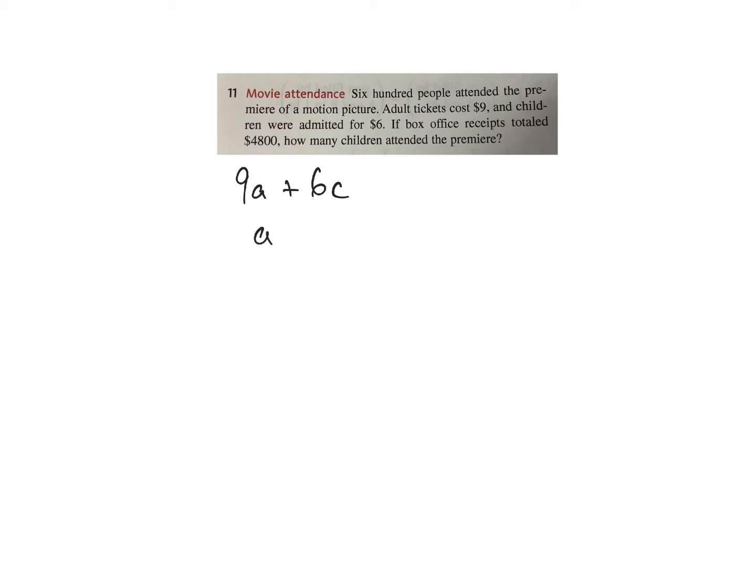Now, all the adults, I don't know how many there were, and all the children, I don't know how many there were, they equal 600 people. It doesn't really say it like this in the story problem, but this is a very typical two-equation story problem. $9 per adult, $6 per child. If the box office receipts total $4,800. So this is $4,800. This story problem happens a lot. Let's make sure we get it.